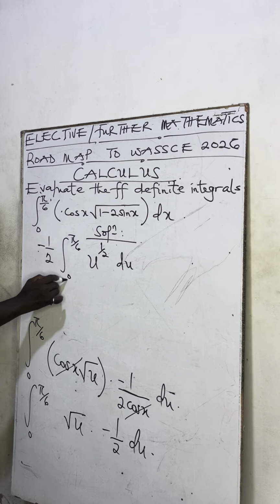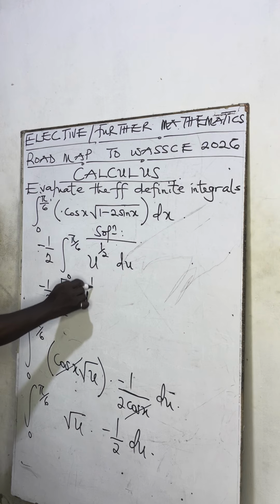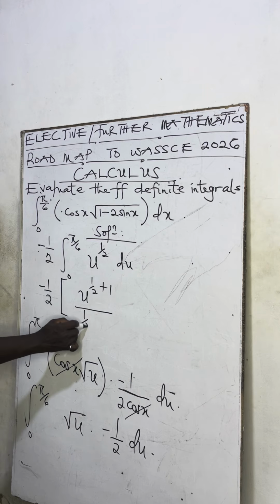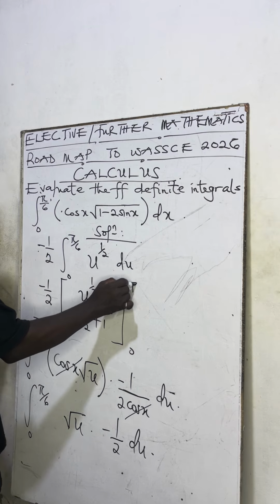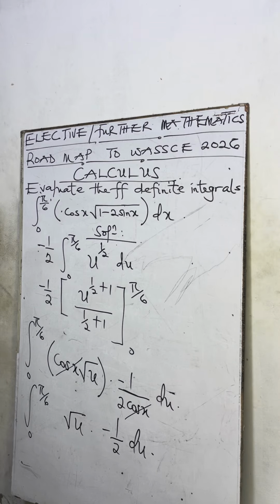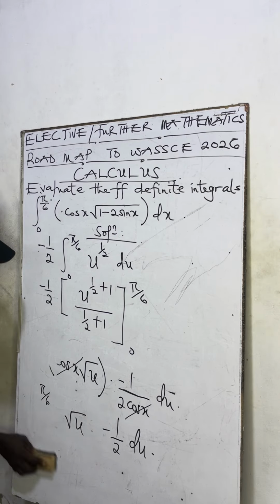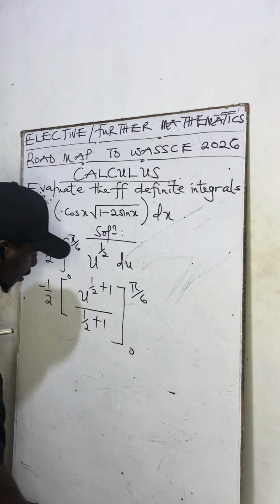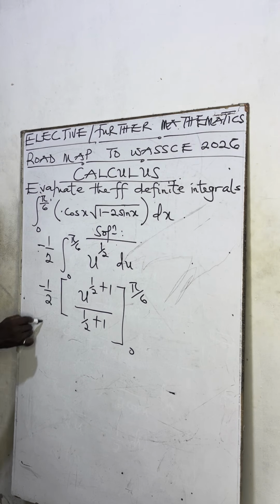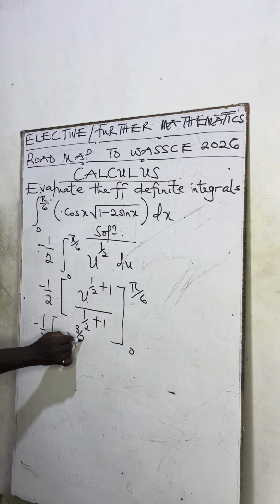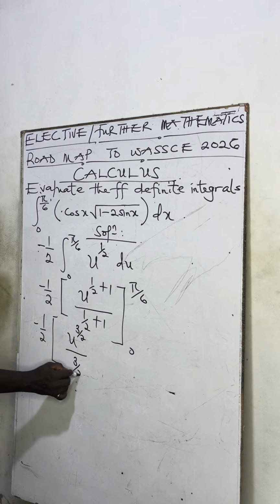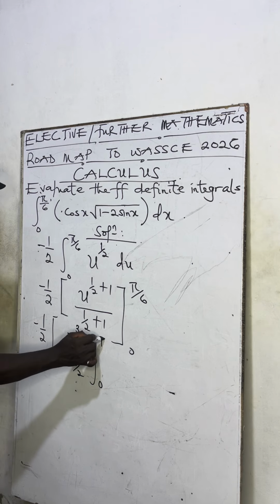Okay, so I'm coming to integrate. So u exponent 1/2 plus 1 all over 1/2 plus 1, then 0 to pi by 6. It's not difficult. So negative 1 over 2, we'll get u exponent 1/2 plus 1, that's 3/2, all over 3/2, then 0 to pi by 6.